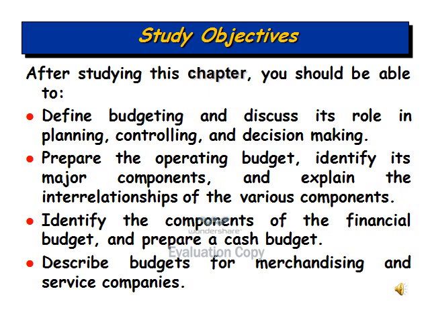After studying this chapter, you should be able to: Number 1. Define budgeting and discuss its role in planning, controlling, and decision making. Number 2. Prepare the operating budget. Identify its major components and explain the interrelationships of the various components. Number 3. Identify the components of the financial budget and prepare a cash budget. The last one, describe budget for merchandising and service companies.